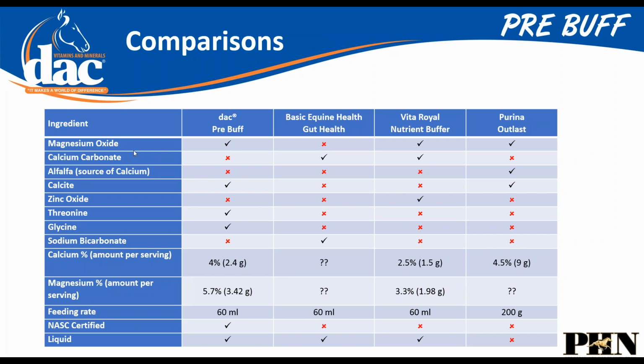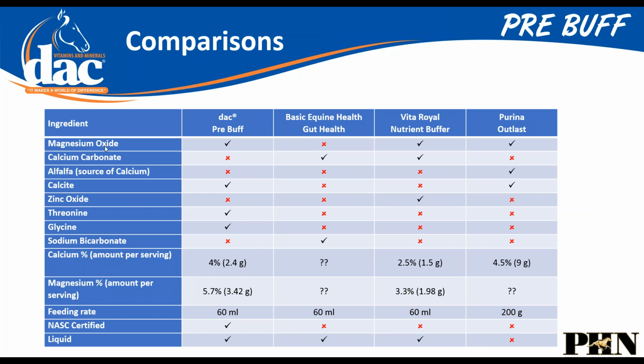So if we go down, I think that these three products are probably the most similar as far as the marketing strategies, as far as where these products are aligned in the market and what these companies promote them, which line they sit in. So the gut health product, the nutrient buffer, and Purina Outlast are all buffering products that sit in that lane of buffering that don't necessarily have the tissue boosting benefits. So where does the DAC pre-buff sit in relation to these others?